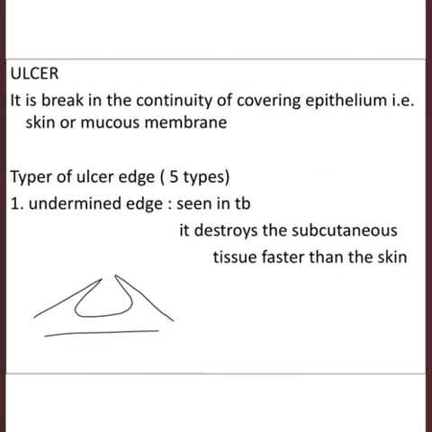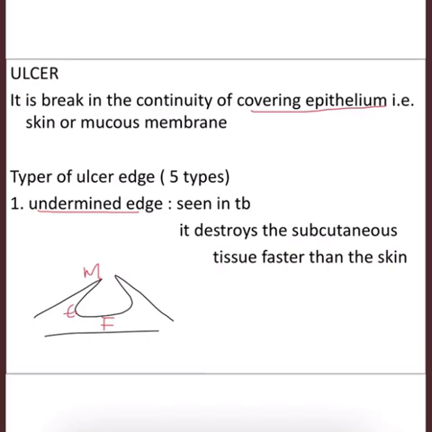What is an ulcer? An ulcer is a breach in the continuity of the covering epithelium, not complete skin, but just covering epithelium, skin or mucous membrane. An ulcer has three parts. These are the margin, the edges, and the floor. This is the floor, this is the margin, and these are the edges.